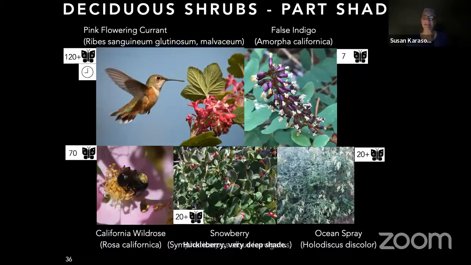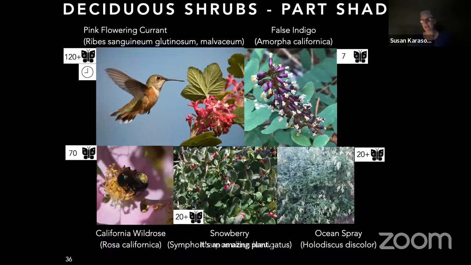And deciduous plants that can take some shade. Some of our currants can take shade, including the pink flowering currant and the red flowering currant. The false indigo can take some shade. The California roses can take some shade. They do have a lot of thorns. I'm not fond of thorny plants myself, but if you don't mind thorns, it's an amazing plant.